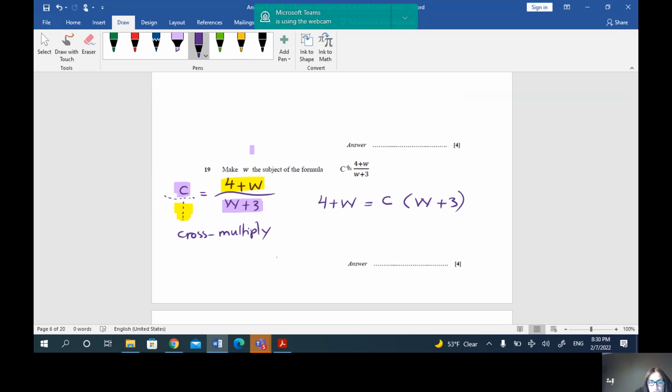Now we are going to expand here. Remember, W is our subject, right? So to get this W out of the bracket, we need to expand. So this side will remain the same. C times W is CW. C times 3 is plus 3C. Now we need to bring the W's together and send everything else to the other side, right?